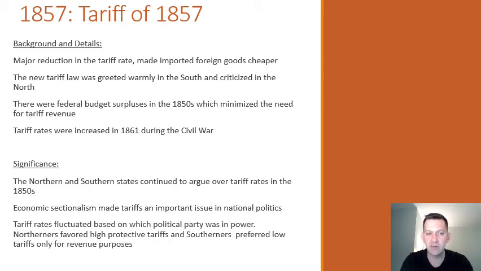Now, it should be noted that when the Civil War started, there was much more of a need for government income because the North was fighting a war against the South. So tariffs were drastically increased in 1861.